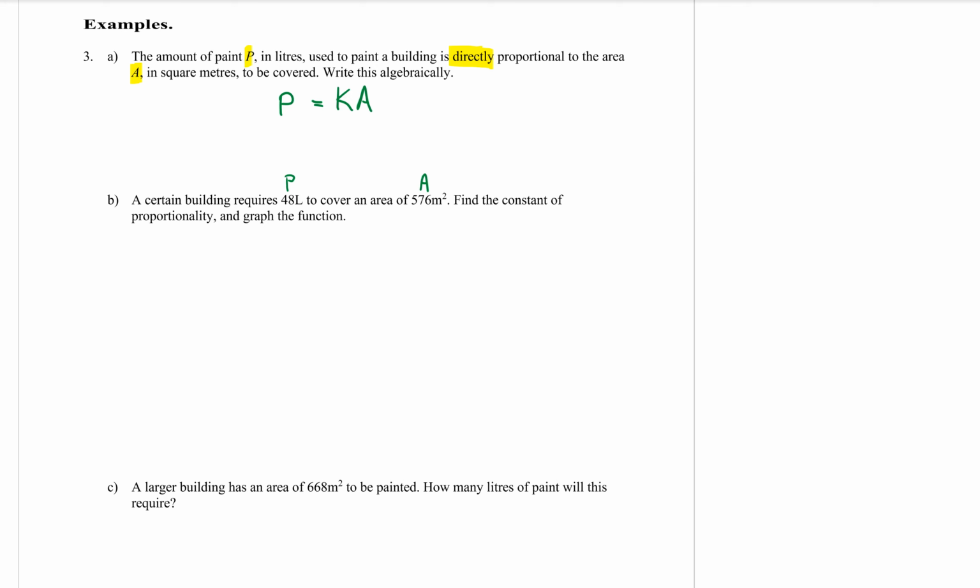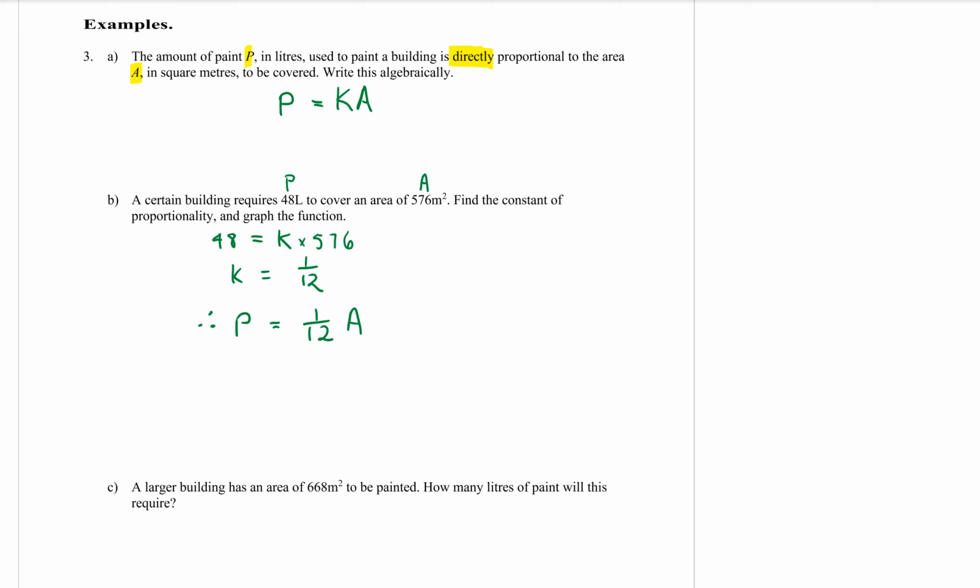So subbing those numbers into the equation that we found in part A, we would get 48 for the P equals K, I don't know yet, times the A, which is 576. To get the K by itself, we're just going to divide the 576 across to the other side. So 48 divided by 576 is 1 over 12. That means I now have a complete relationship between P and A. The equation is P equals, instead of K, K is 1 over 12 times A. You could also write that as A over 12.